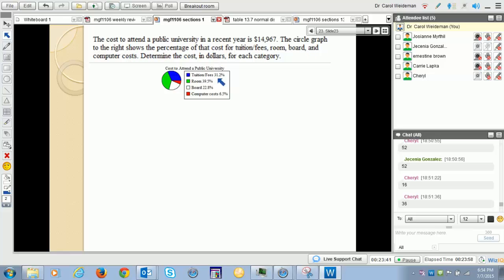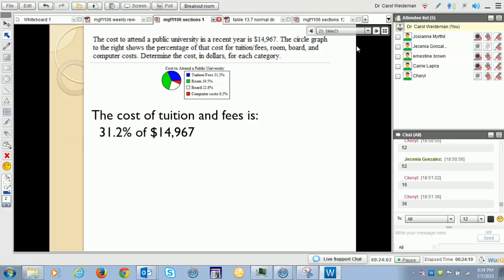So 31.2% is for tuition, 39.5% is for the room, et cetera, et cetera. So that's what we call a pie chart, or circle graph. The cost of tuition and fees: to get to the tuition and fees, what do we do? We take 31.2% of the total cost. And when you multiply that out, you get a little bit less than $4,700.